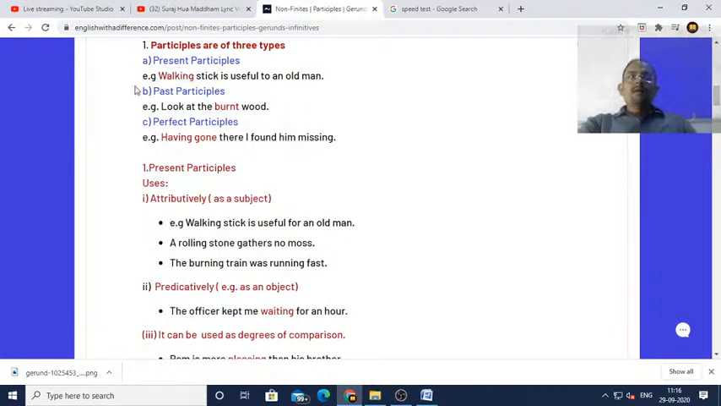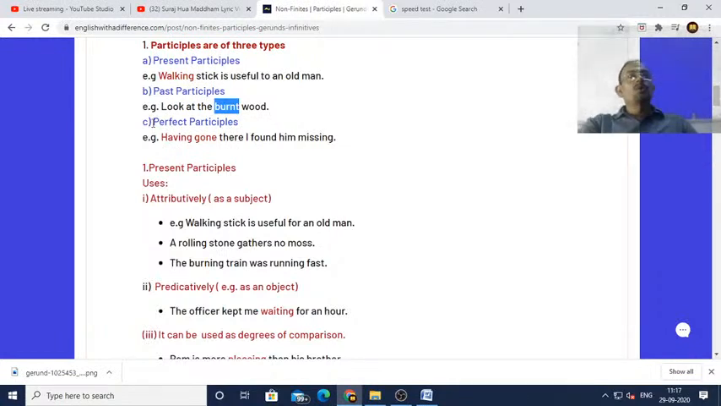Then let us move on to the example of past participle. Past participle means, look at the burnt wood. Here you can see, dear students, burnt is verb 3, like verb 1 is burn, verb 2 is burned, verb 3 is also burnt. So look at the burnt wood. Here burnt is used as past participle. Always remember, dear students, the past participle is that form of verb which is given in verb 3. So all the verb 3 forms of verbs are called past participle.